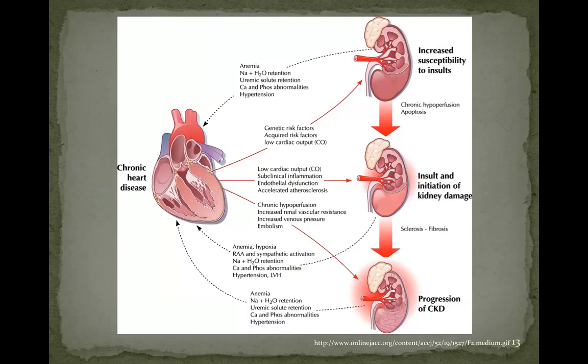You'll see that you can have low cardiac output, inflammation, endothelial dysfunction, and accelerated atherosclerosis. You'll in turn have chronic hypoperfusion, increased venous pressures, and possible embolism, causing further insult to the kidneys, causing fibrosis, and making progression of CKD worse. You'll also have uremic retention, anemia, worsening hypertension, electrolyte abnormalities, including abnormalities in calcium and phosphorus levels, and uncontrolled hypertension leading to LVH.